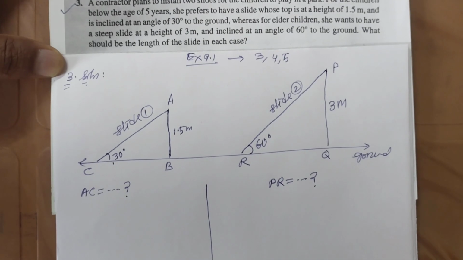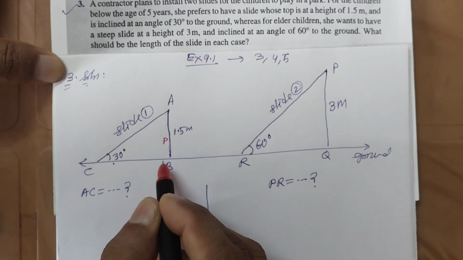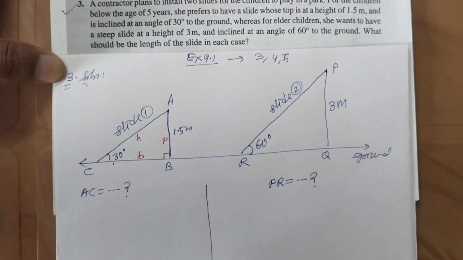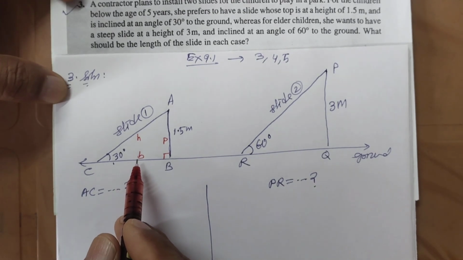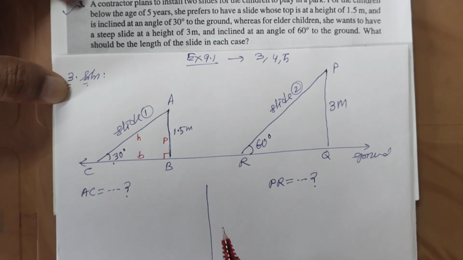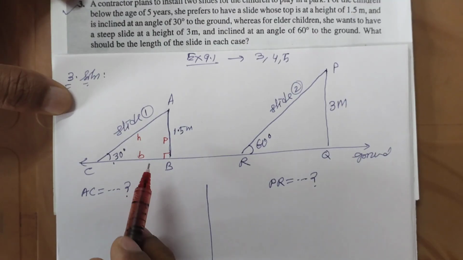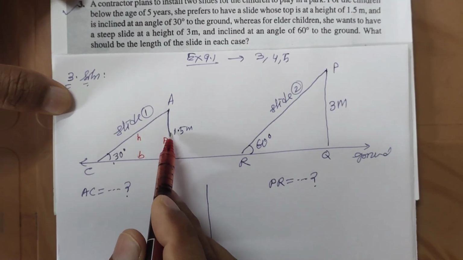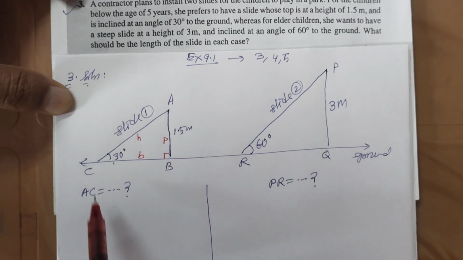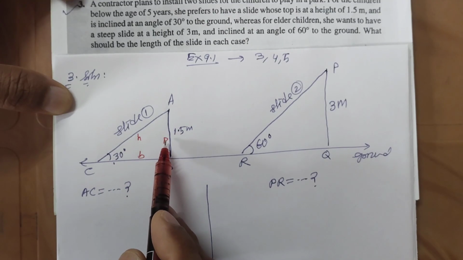For the first part, if this is the angle, opposite to the angle is perpendicular, opposite to 90 degree is hypotenuse, and the third side is the base. Whatever ratio you take, as we discussed in the previous video, it is either sine, cos or tan. Maybe in some cases we need 2 or even 3 ratios. Here you have to take the known value, 1.5. You need to find the hypotenuse AC, and you know the perpendicular. With hypotenuse and perpendicular, you have to use the ratio sin theta.